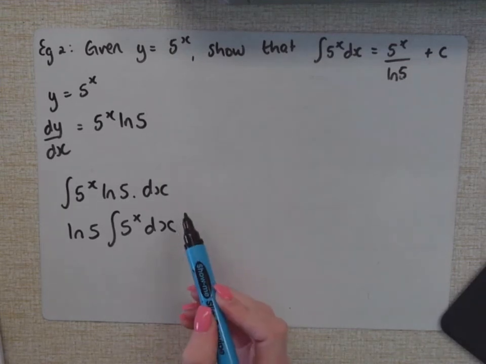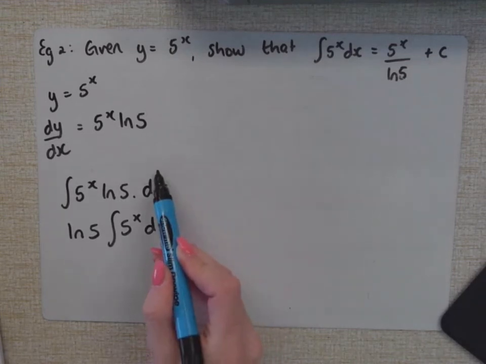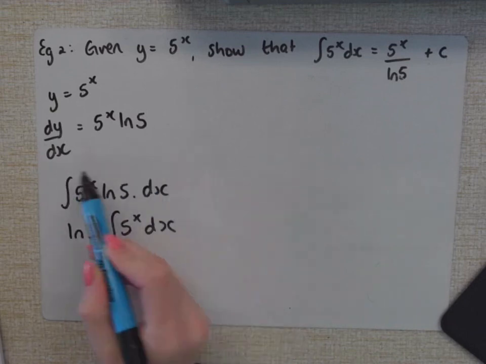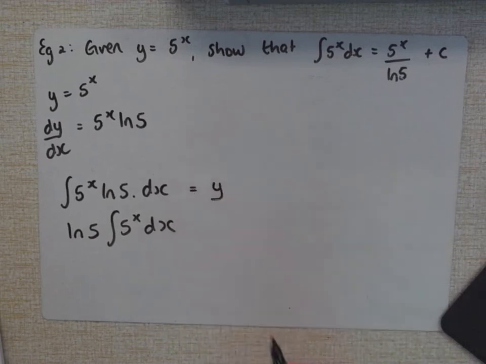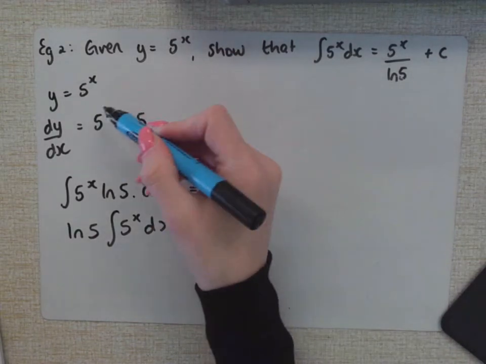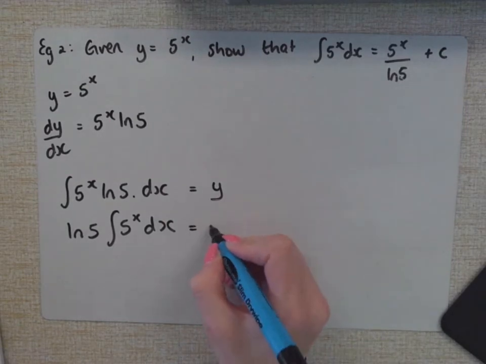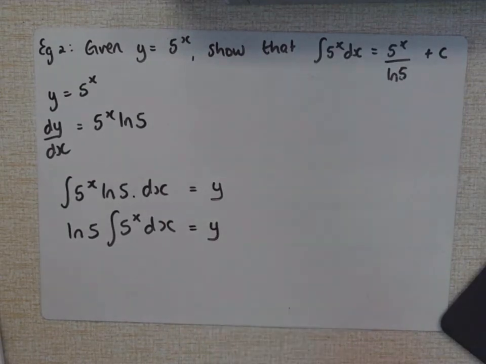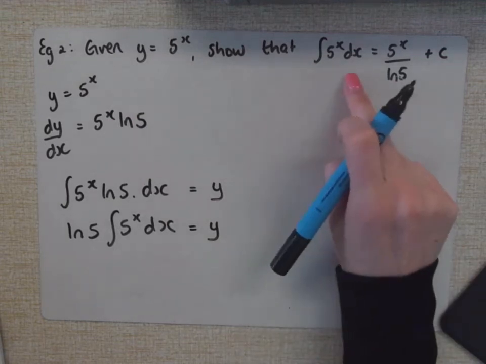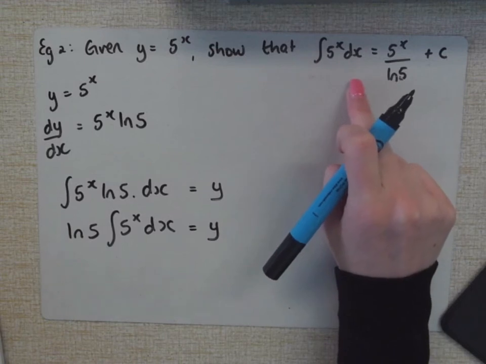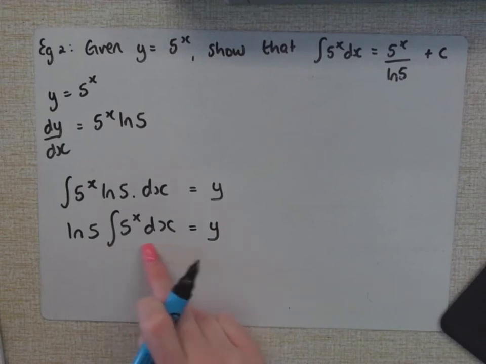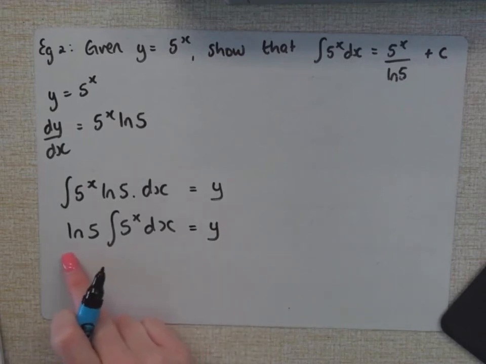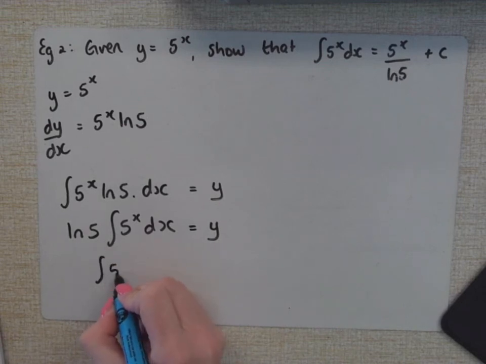Now, the integral of this gives me my function, doesn't it? When I integrate my derivative, I get my function. So I'm just going to put that equal to my function, which is y. Now, my question is, show that the integral of 5 to the power of x dx is something. I have 5 to the power of x dx there. Where's that ln 5 going to go? Under. Lovely.